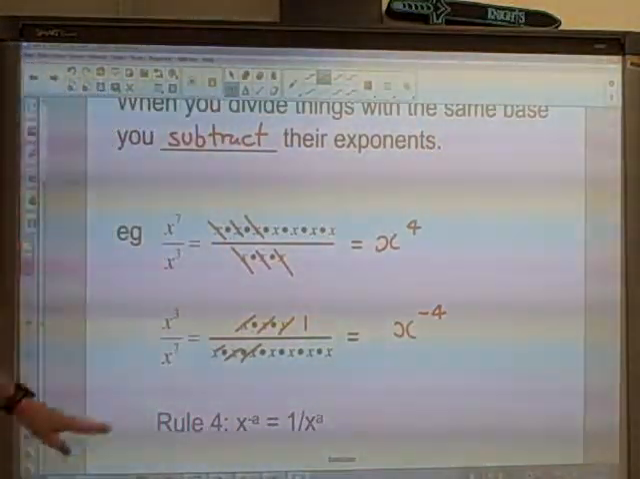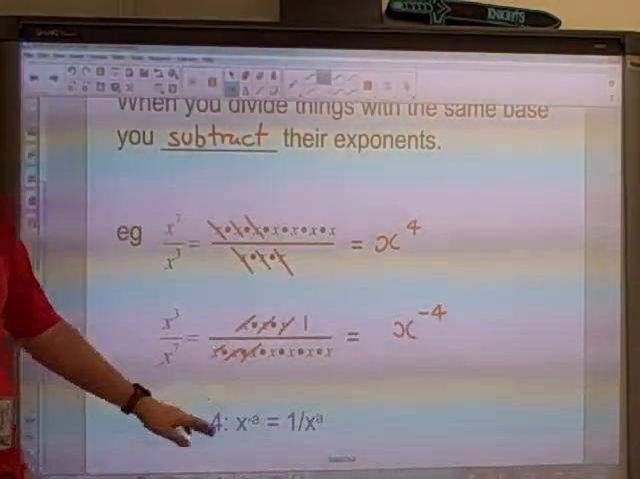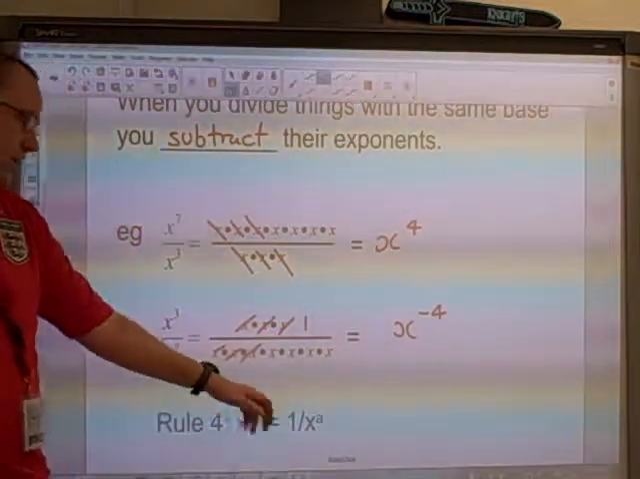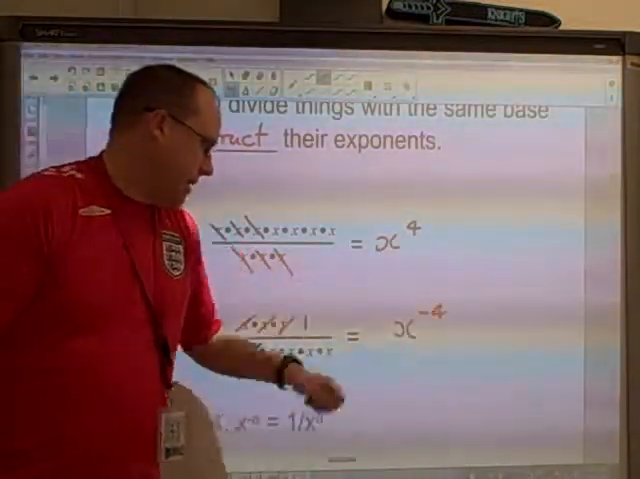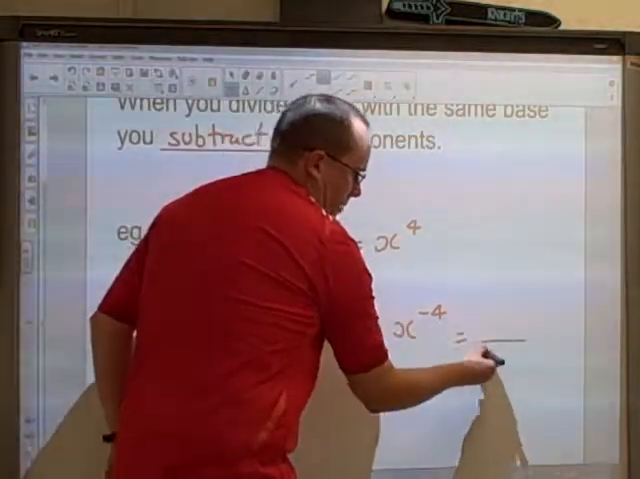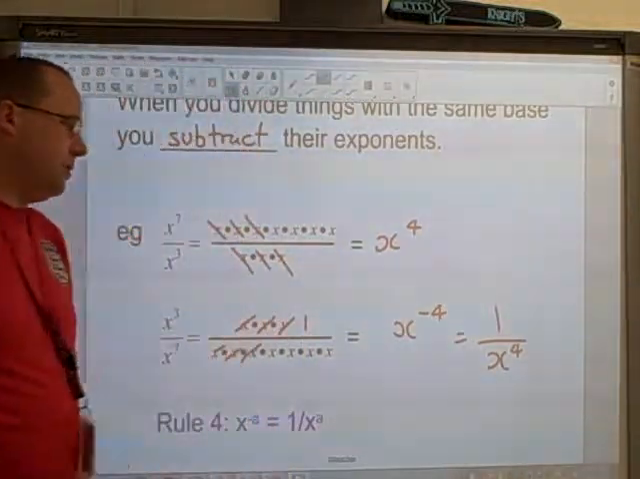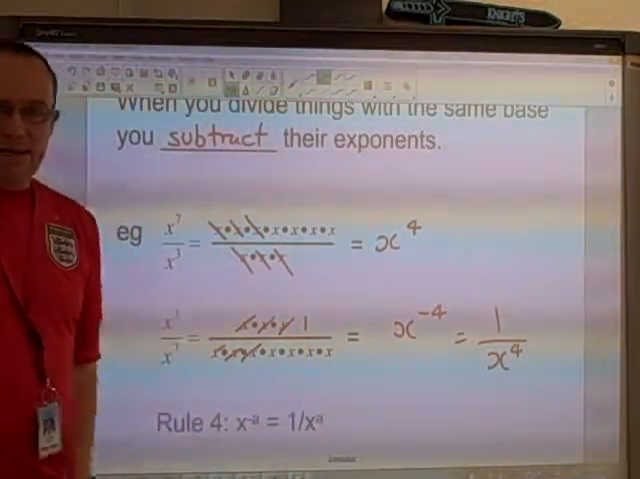And our 4th rule is, if we have an answer of x to the negative a, what it means is it's 1 divided by x to that same power but without the negative sign. So as this one was x to the negative 4, what I should do is bring it to the bottom of the fraction. Can't leave this empty up here, so we just got to put the 1 there. And that's what this rule actually says.